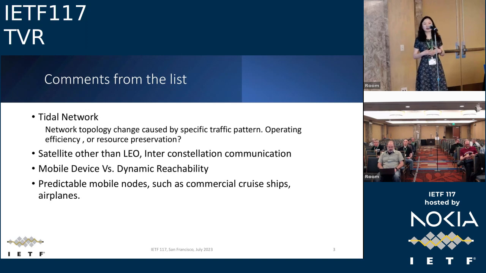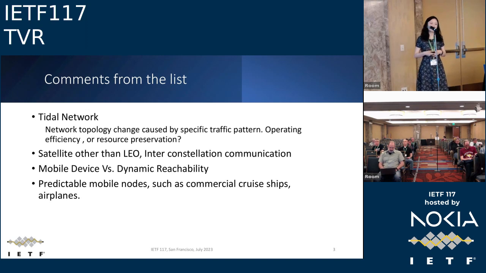So the first one is about tidal networks. From the name, you can sort of tell this tries to describe the kind of network where the traffic changes sort of like tidal waves, right? A typical example is a university campus. The network traffic all goes to classrooms and the library in the morning and goes back to dorms or out of campus in the evening. There is a draft in TVR on this one. So at least from the mailing list discussion, we agree this should be added to the use case document, and we will work with the draft author on this one.